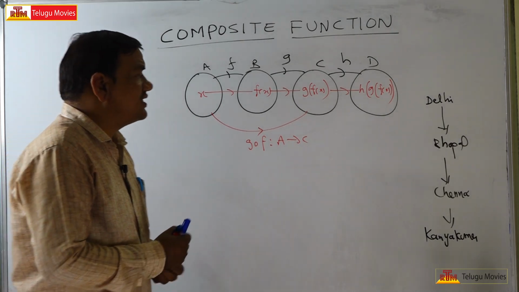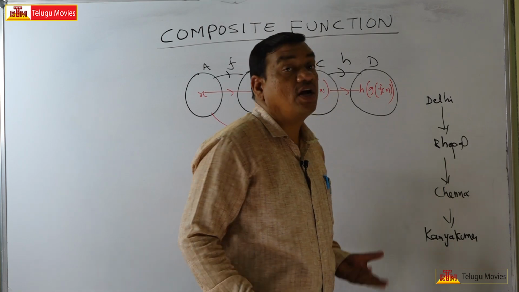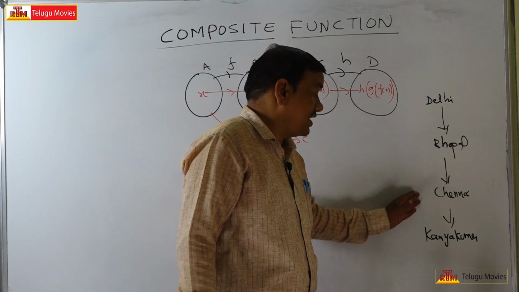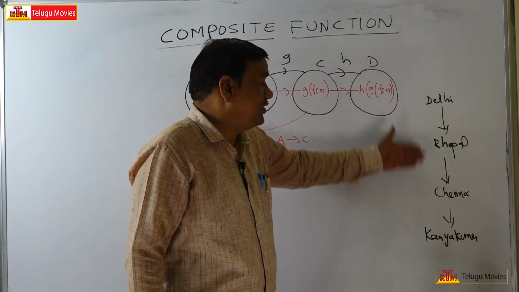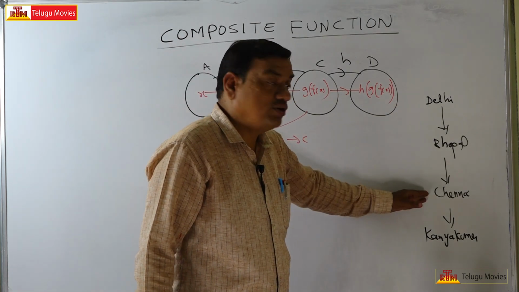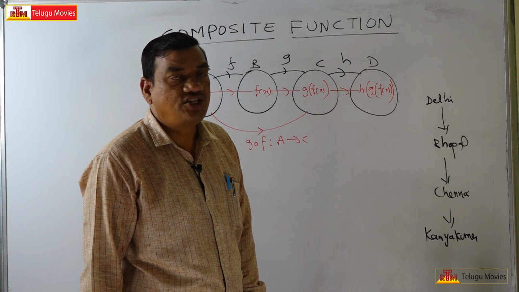Can you get all trains? Sometimes you will get a train from Delhi to Bhopal, and a Bhopal to Kanyakumari train. Otherwise, Delhi to Chennai and Chennai to Kanyakumari. Directly from Delhi to Chennai some interstate express will be there, and from Chennai to Kanyakumari local trains will be there. Understand this?